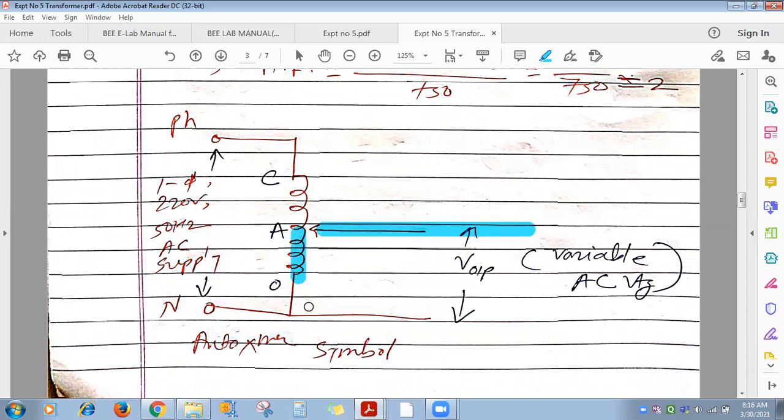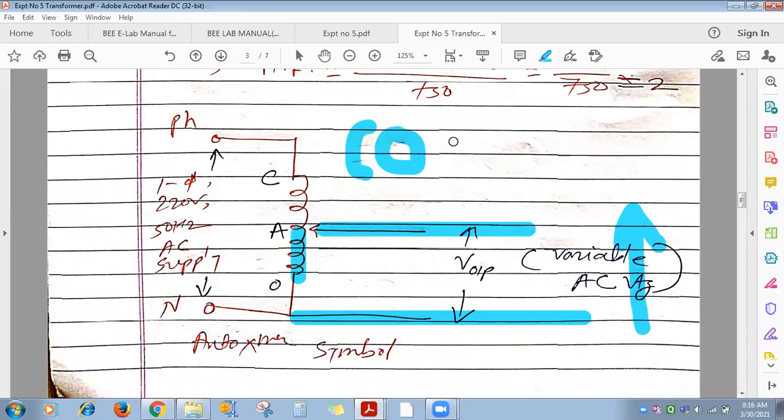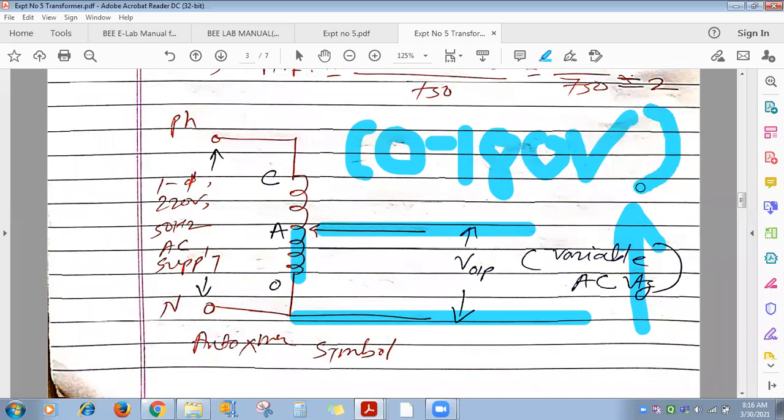Turns across these two output terminals increase, and that's why voltage also increases. Suppose for this auto transformer, output voltage range is 0 to 180 volt. What does it mean? It's a step down. That's why on primary it is more voltage, on secondary range is less. As you go on changing this variable point from position O up to A, turns across two output terminals go on increasing, and voltage in this range will be available.